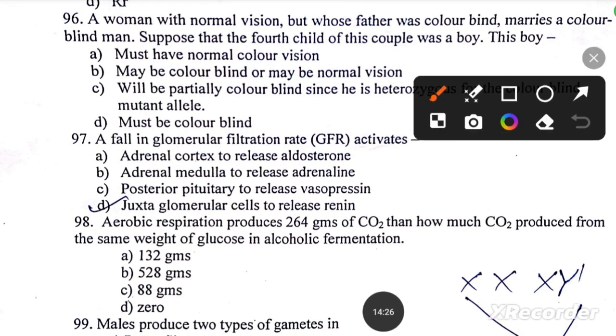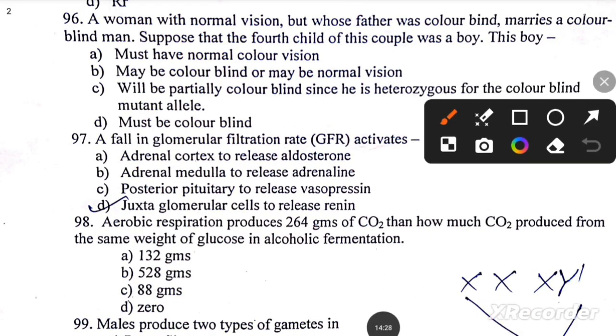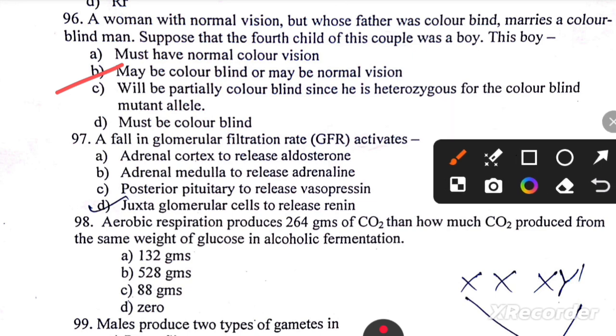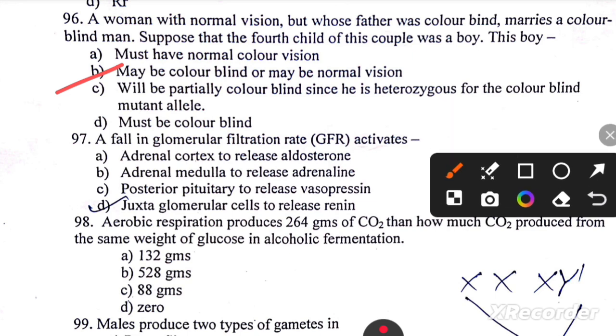A woman with normal vision but whose father was colorblind marries a colorblind man. Suppose that the fourth child of this couple was a boy. This boy may be colorblind or may be normal vision. Next, a fall in GFR activates. इसका right answer आपका option D.